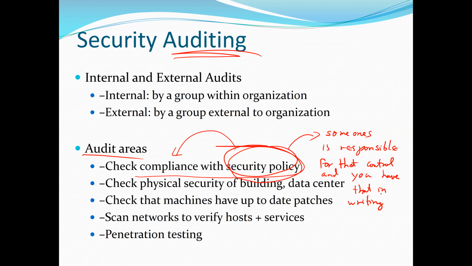So that's really important. Like I said, all of these things are really important because it may seem trivial right now, but when somebody sues the company, you go in front of the judge and nobody was responsible. The policy was in place, but no one was responsible for executing it. It was maybe an implied thing, but no one really did it, okay? And then other things you want to check: physical security of the data center, up-to-date patches, scan the network, and pen testing. So these are all the areas that could be part of an audit.